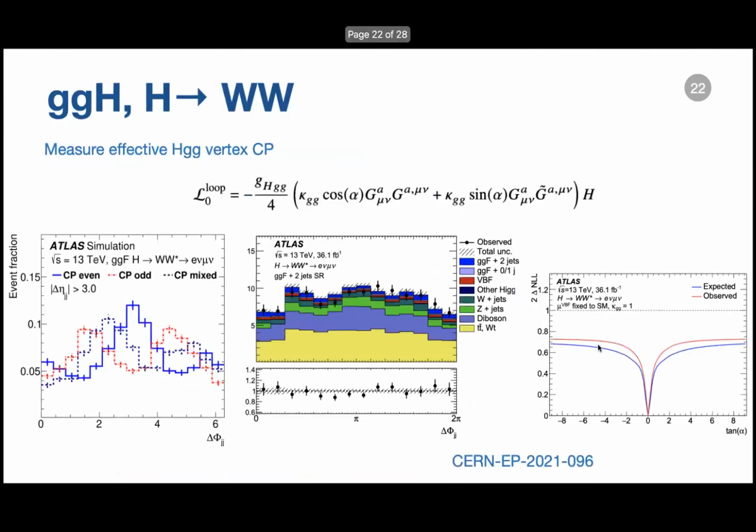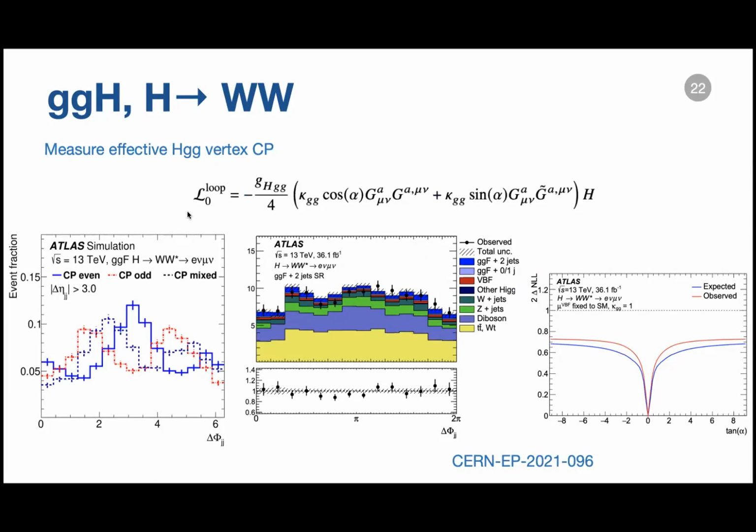And this is what ATLAS did in the Higgs to WW final state by just looking at the delta phi JJ. They could constrain the CP of the Higgs-gluon vertex. And this is their experimental measurement. In the end, you see that their sensitivity is not that good because there are not so many gluon fusion plus two jet events. This is a low cross-section topology.